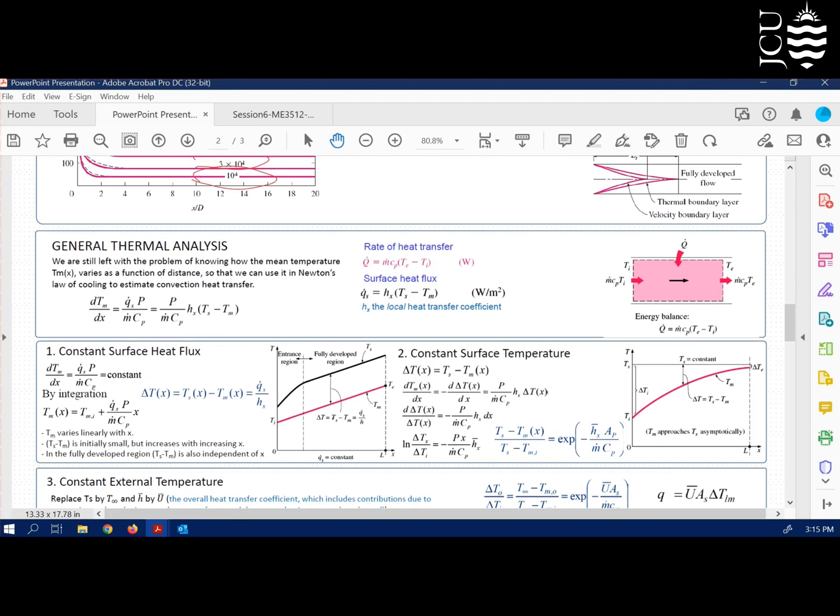Let's move on. Then we introduced two different conditions for a pipe: constant heat flux, where basically we have a heater over the pipe, or constant surface temperature. If we had a constant heat flux, we extracted the formula for temperature.